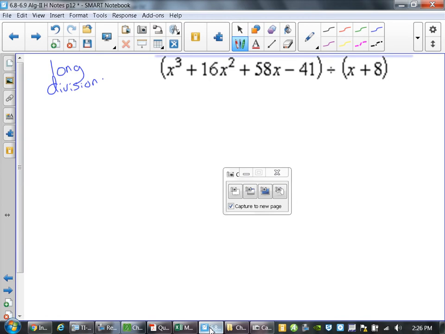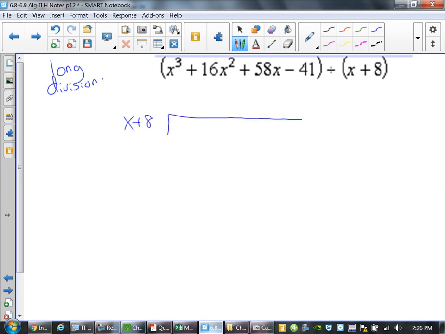So if you wanted to use long division, remember, you always had to have a placeholder in case you need it. You look at it, we have an x cubed, which means I should have 4 terms in descending order. This one is, and I have all 4 terms. So I put the x plus 8 on the outside. X cubed, 16x squared, 58x, and minus 41.